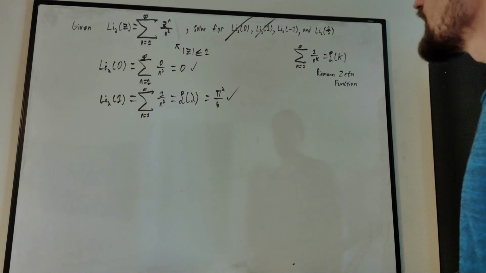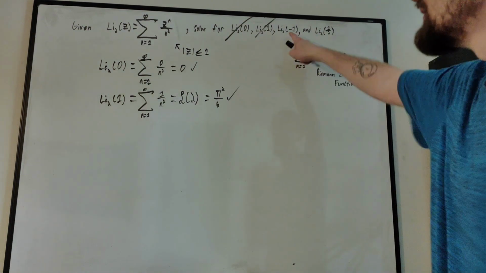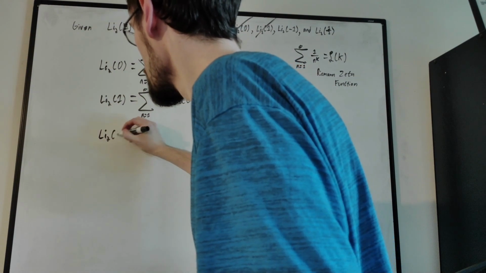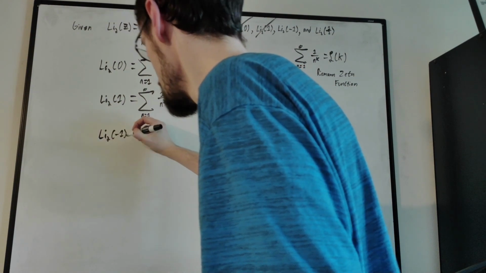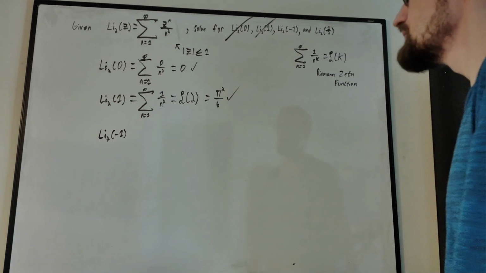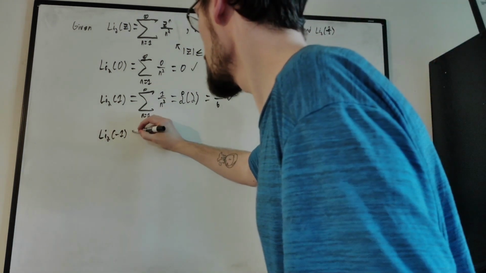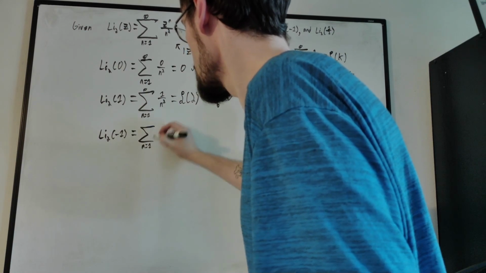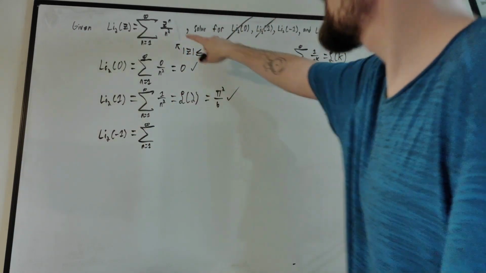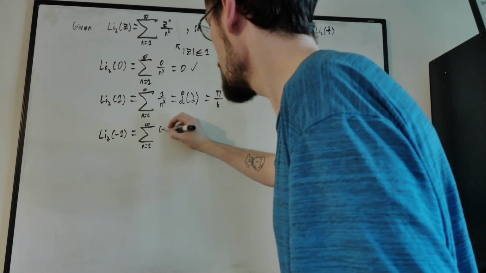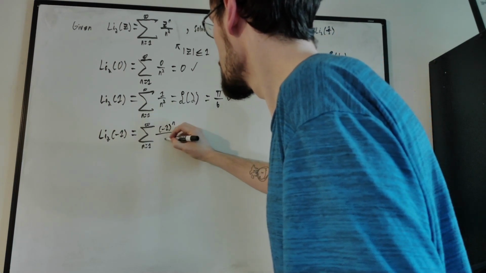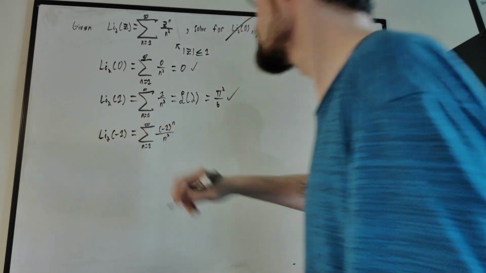So let's continue on now with the Dilogarithm of -1. Okay, so let's go ahead and plug that in here. n ranges from 1 to infinity of, well, now our z is negative 1, so we have negative 1 to the n power over n squared.